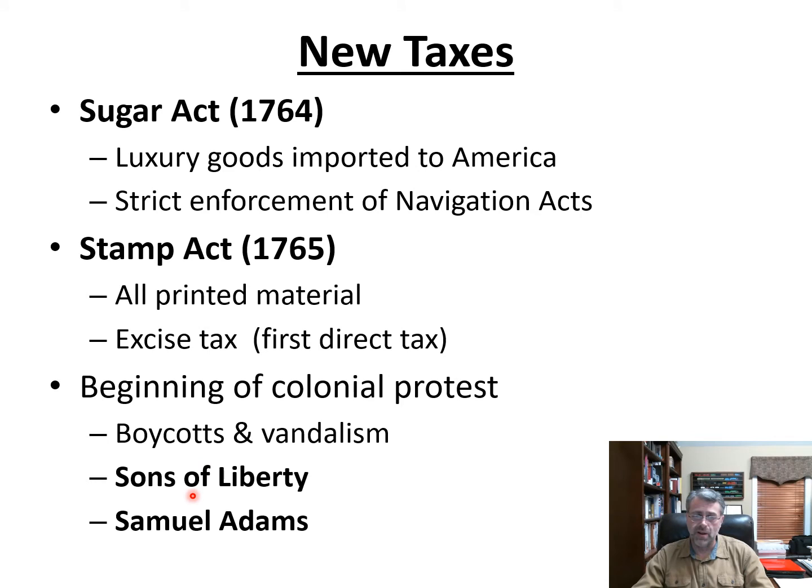The Sons of Liberty and Sam Adams, these are the people that are going to start getting colonial protest organized. So instead of just a few random people whining and complaining, we're organized now. We're going to have a concerted effort, a group effort to protest British taxes. Eventually this protest will become much more organized, and it'll be an intercolonial movement, but in the beginning it's localized around the city of Boston.